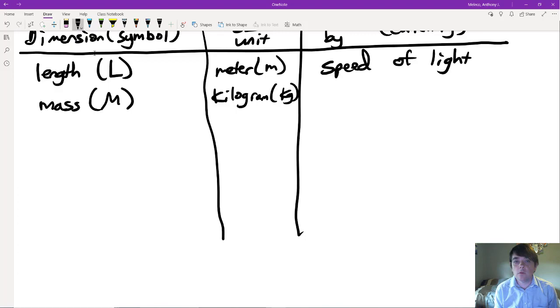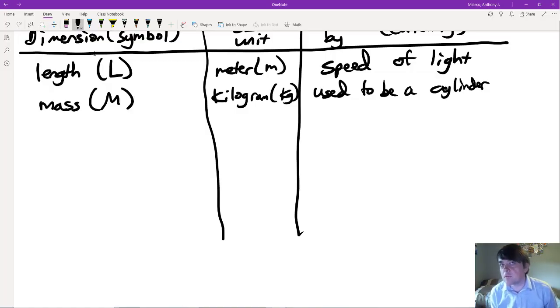So the mass is defined in terms of the kilogram. We'll talk about what mass is and everything like that. And this used to be defined as a cylinder that I believe was located in France, I think. But now it's something different. It's defined in terms of the Planck constant.